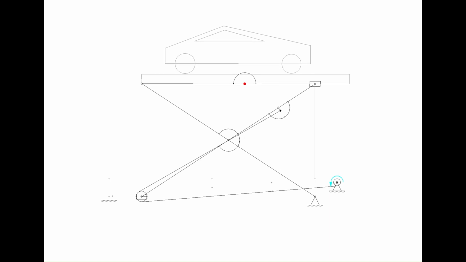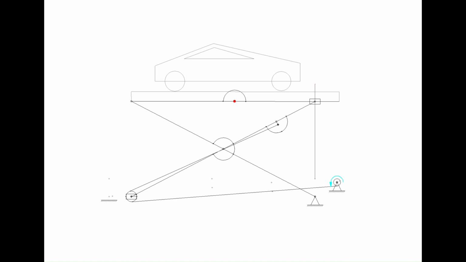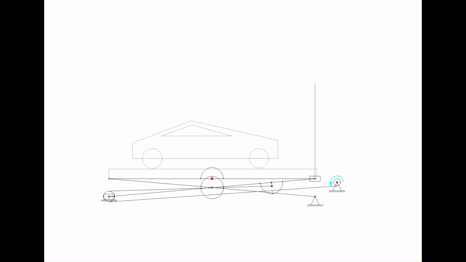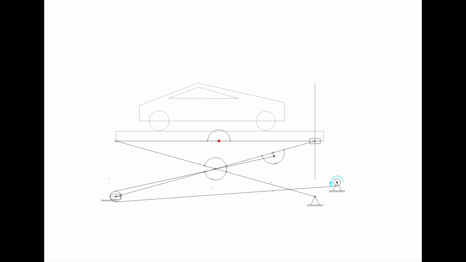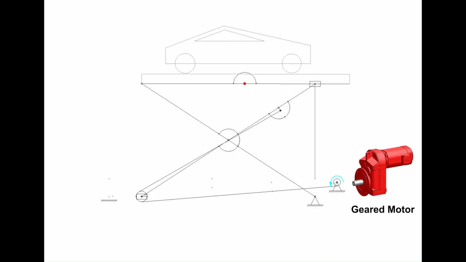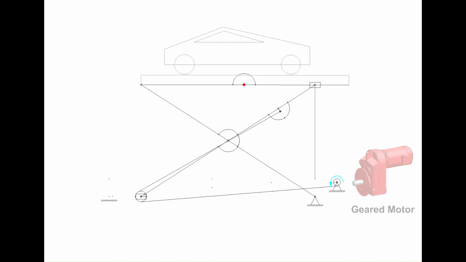Scissor lift tables are hoisting devices used in many industries, the automotive industry being one of them. If well designed, these devices can lift very heavy loads safely in a short period of time. In this video we are going to show how to obtain the technical data for the selection of a suitable geared motor. Design constraints: payload 3 tons.